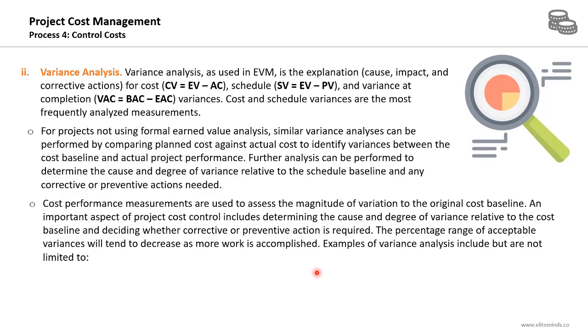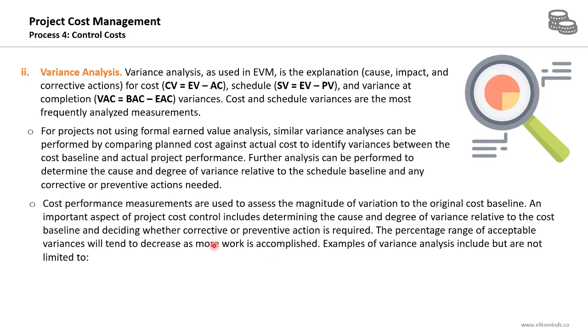So why are we doing this technique? Why are we calculating the variances? To determine the project performance in terms of budget and schedule. We want to know how our project is doing. If the cost variance or the schedule variance value is negative, it means that our project is behind schedule and over budget. If it's positive, it means we are ahead of schedule and within the project budget.